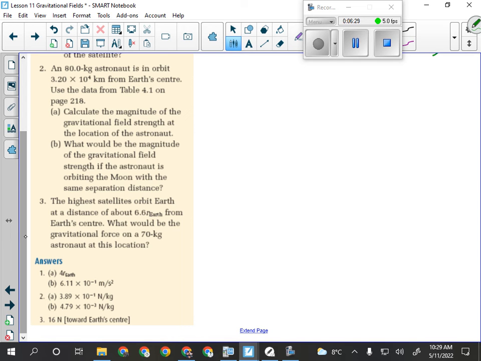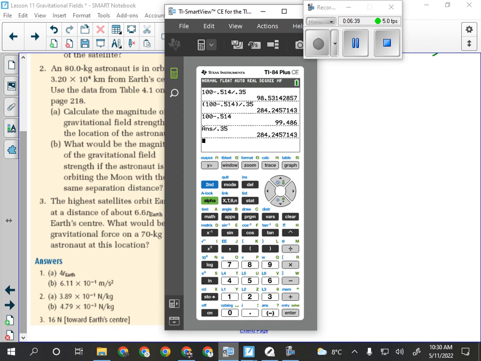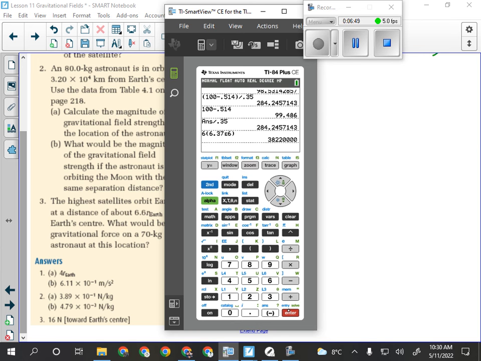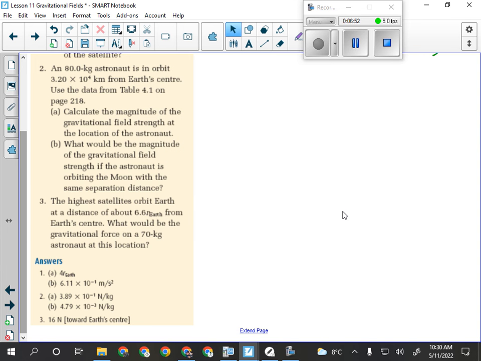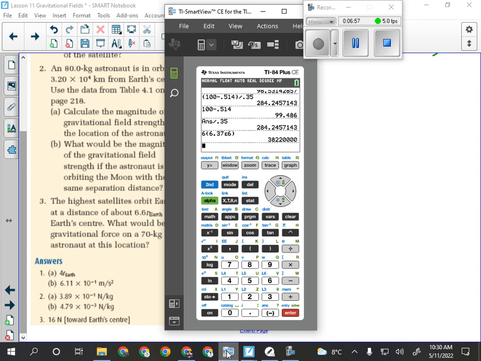Number 3, yeah. Okay, so the highest satellites on Earth orbit Earth at a distance of 6.6 Earth radii. So we'll just quickly get our actual orbital radius there. So we'll go 6.6 times 6.37 times 10 to the 6. Was it above the surface? From the Earth's center. No, okay. So there's our actual orbital radius. Oh, was it 6.6? What did I put in? I just put 6 in. That's a better number.